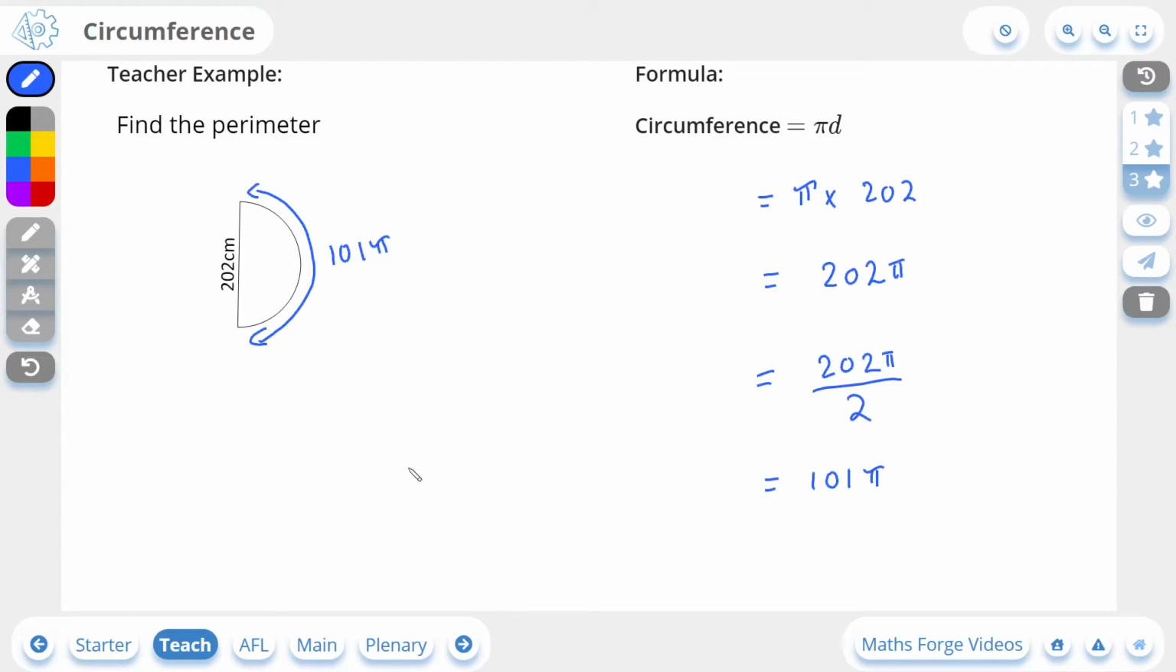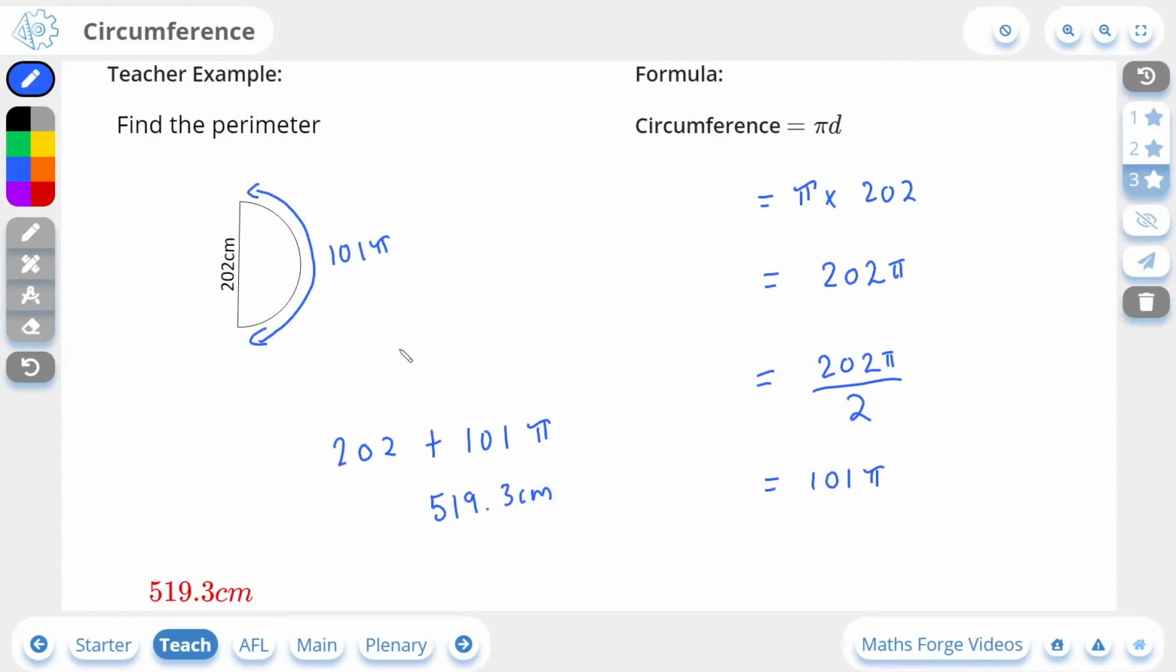So now to find the perimeter, it's just going to be a matter of adding our circumference and our diameter together. So we're going to have 202 plus 101 pi. And if we input this into our calculators, we should get the perimeter, which gives us 519.3 centimeters. And if we check our answer, there it is.